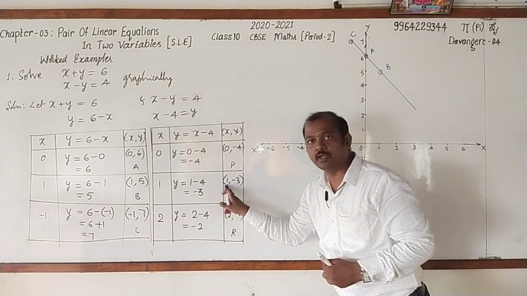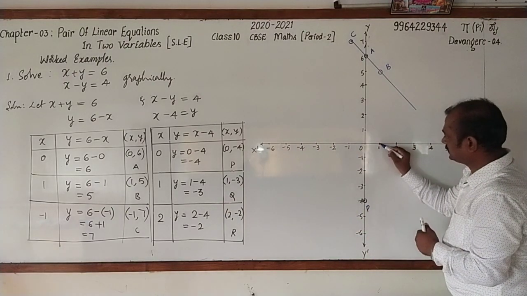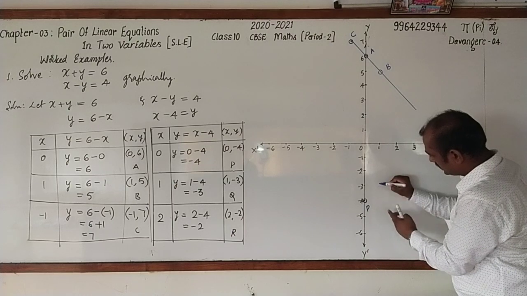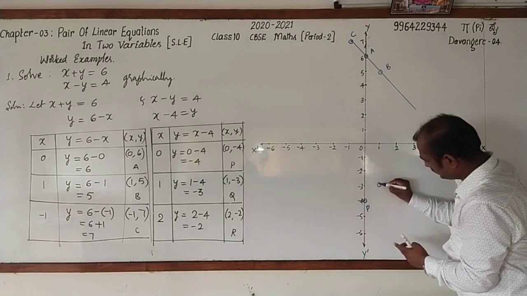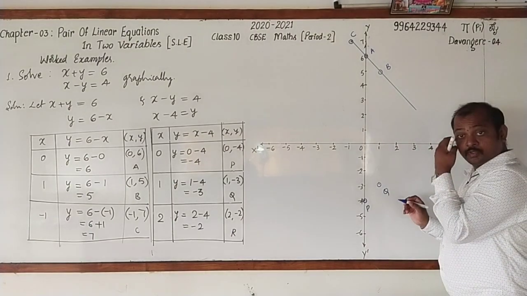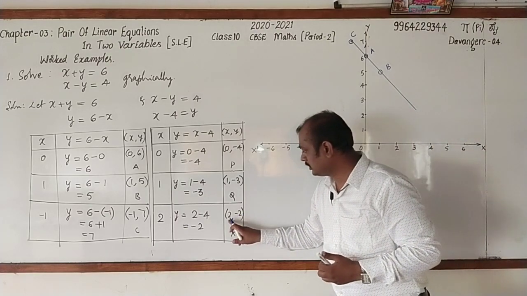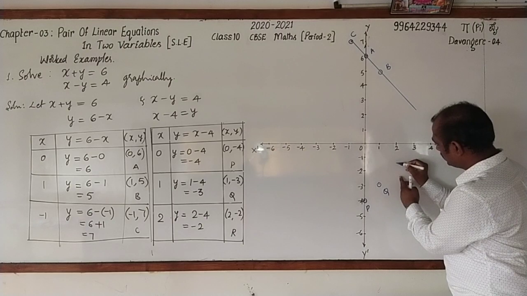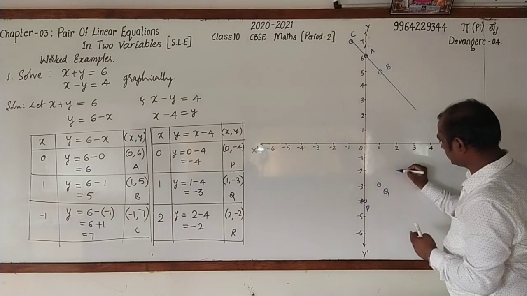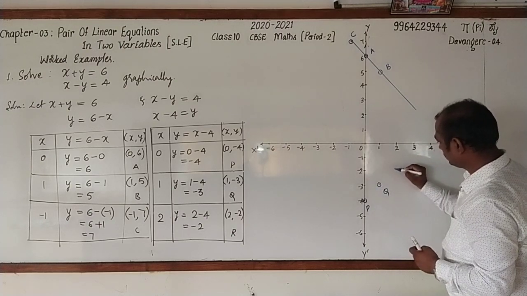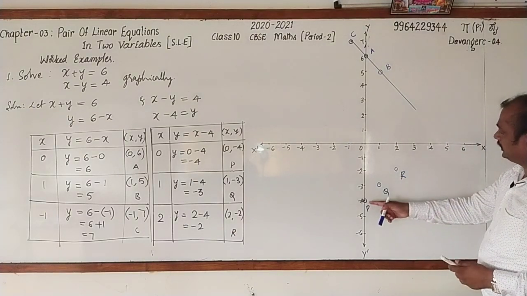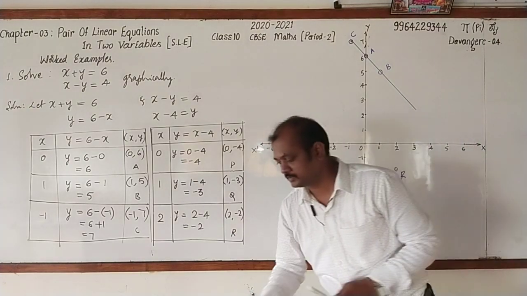Q, when x is 1, y is minus 3. Here, call it as Q. Then, when x is 2, y is minus 2. That comes here. Call it as R. Let us go for joining these 3 points.